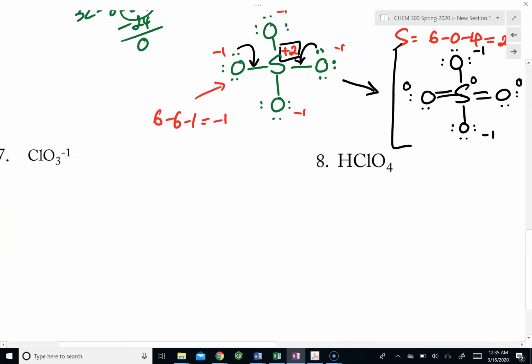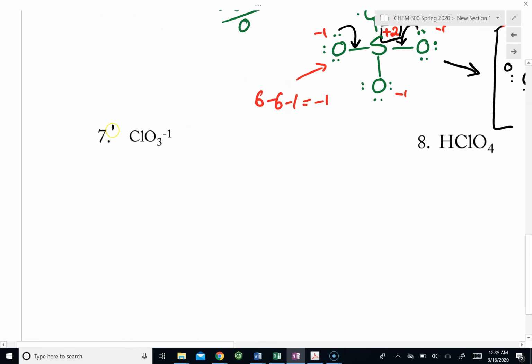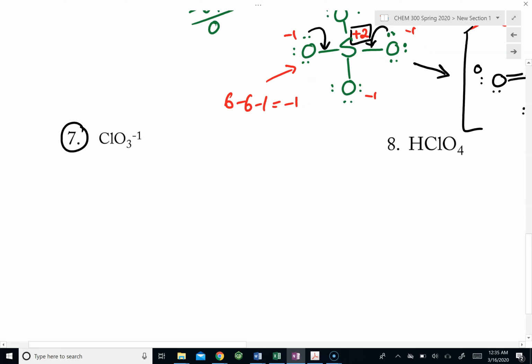Let's now try another example. Let's try number 7. Why don't you take a minute to try this first before we go over the answer together. So assume you now have done it already. Let's now go over the answer together.